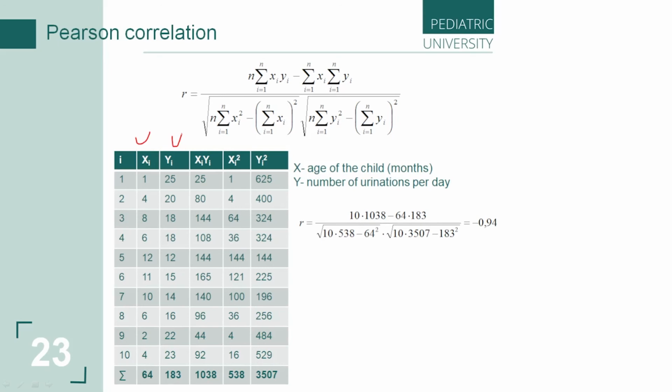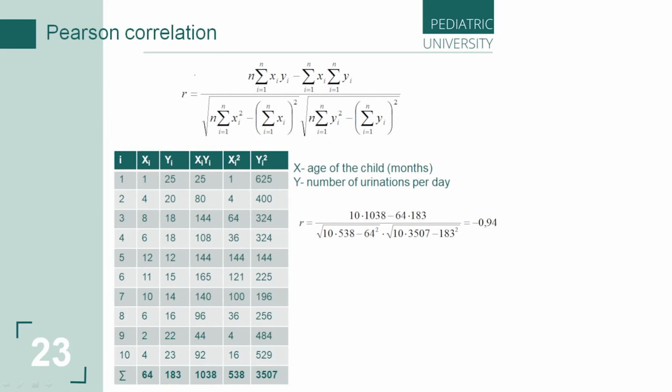In order to calculate the correlation coefficient, we need the sum of x, the sum of y, the sum of multiplying x and y, and the sums of squares of y and x. In the table, we have all the sums we need for calculations. These sums we need, and we put them in the big formula.